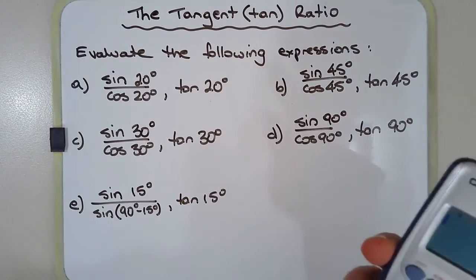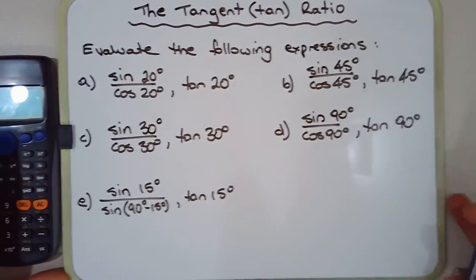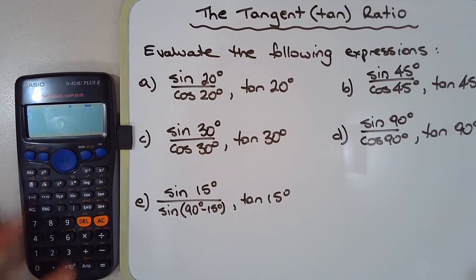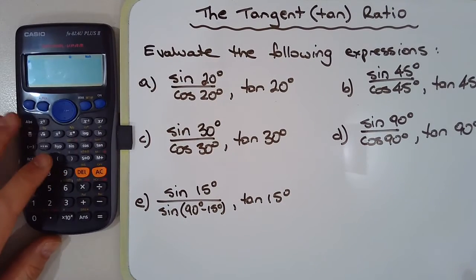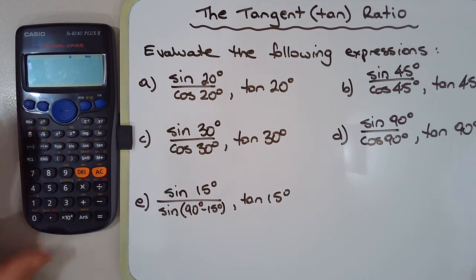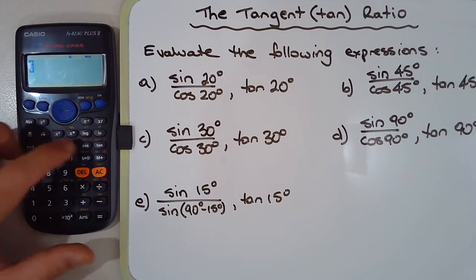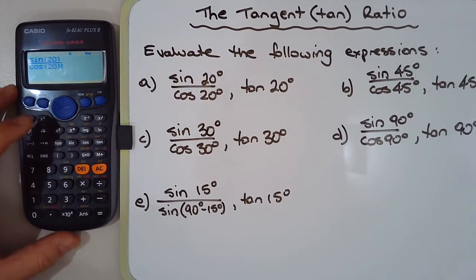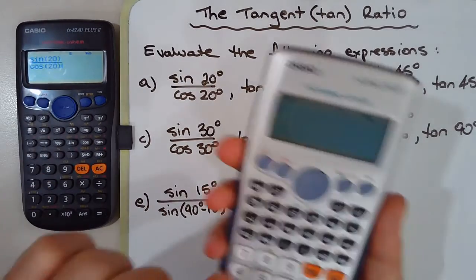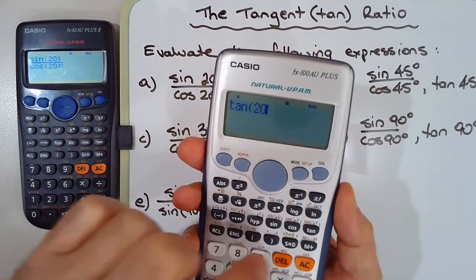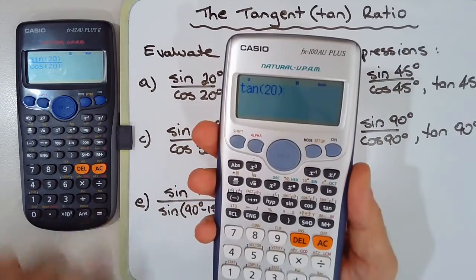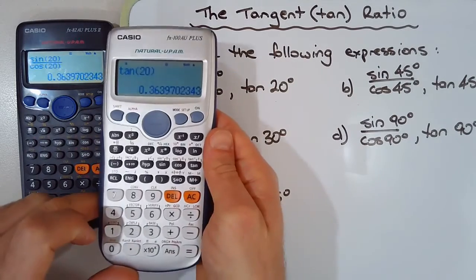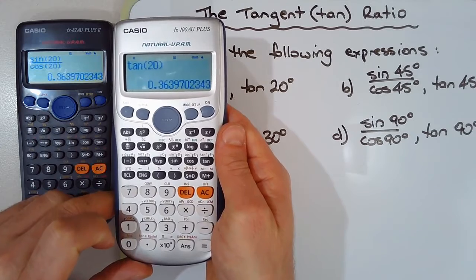Okay, so in fact I might do these on two calculators again. So maybe put this out of the way. Okay, so I might just do this here. So sine of 20 over cos of 20 degrees. Okay, and I might put here, enter in tan of 20 degrees. Okay, press equals there, and I press equals there. And what do we notice? It looks like the same value.